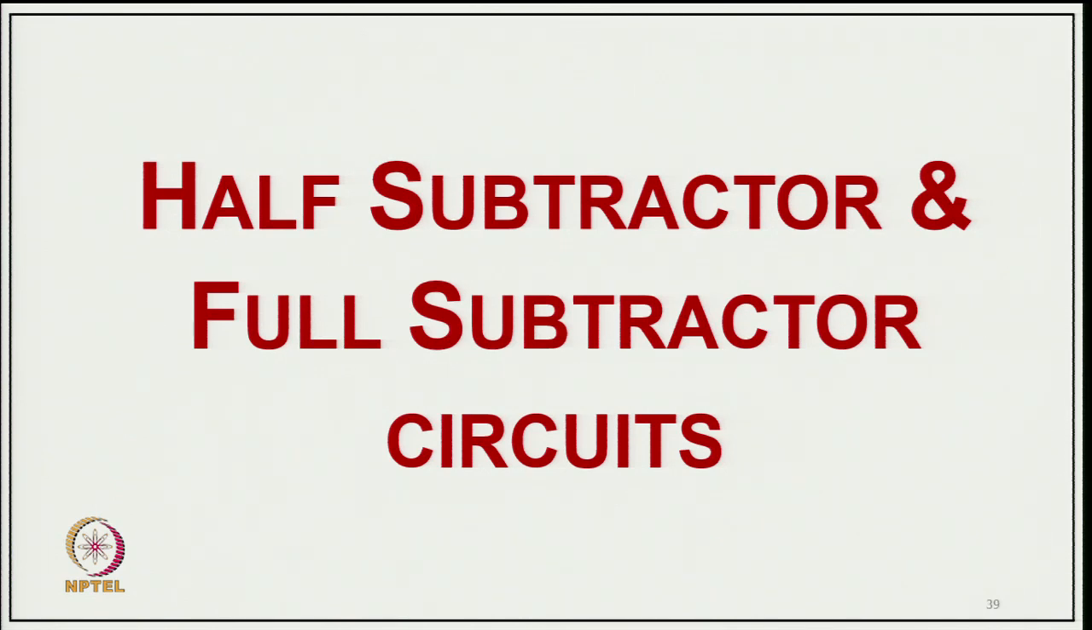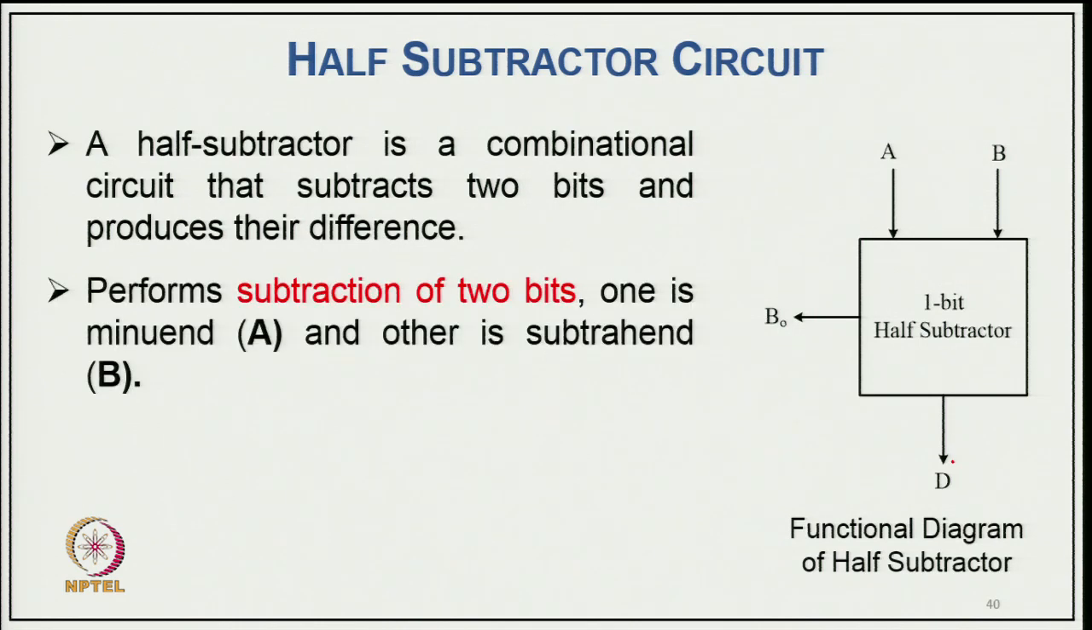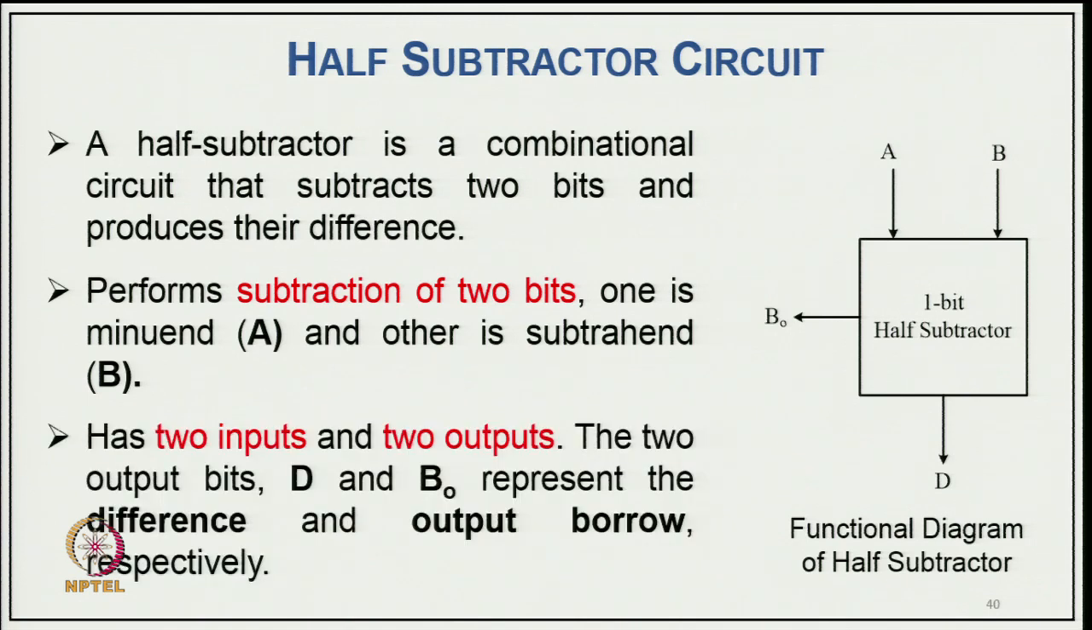And now, coming to the half subtractor and full subtractor circuit. A half subtractor is a combinational circuit that subtracts 2 bits and produces their difference. So, you have A and B as 2 inputs, and the outputs are the difference and this borrow output. It performs subtraction of 2 bits, one is the minuend and another is the subtrahend, with 2 inputs and 2 outputs.